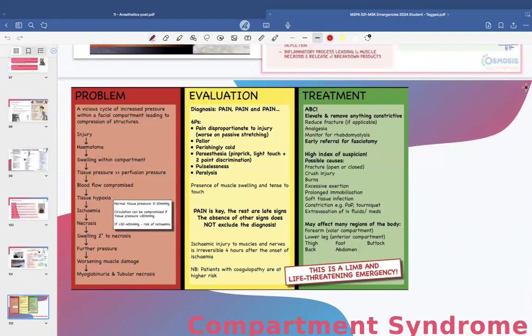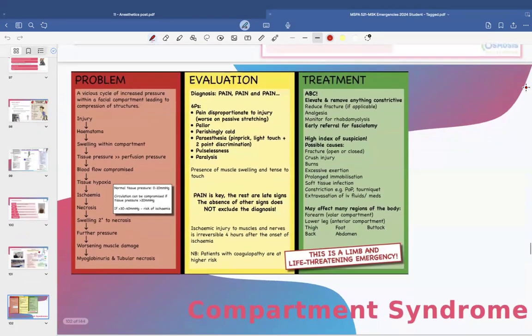Compartment syndrome. This is when the container is just way too small. So it's limb and life threatening because if you don't have an early fasciotomy, cutting and opening up, releasing that pressure, you can have the injury become where you don't have any vascularity to the area.